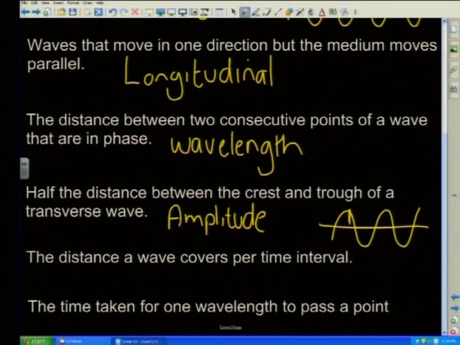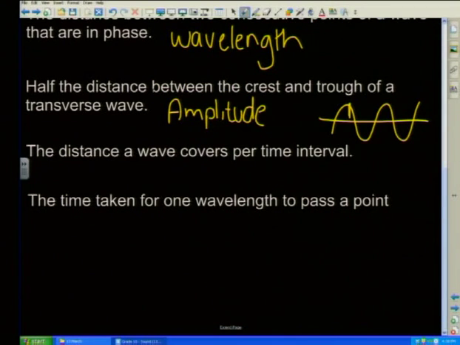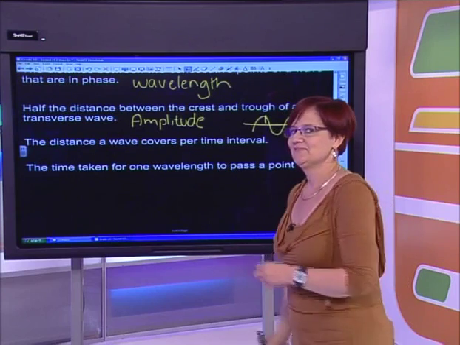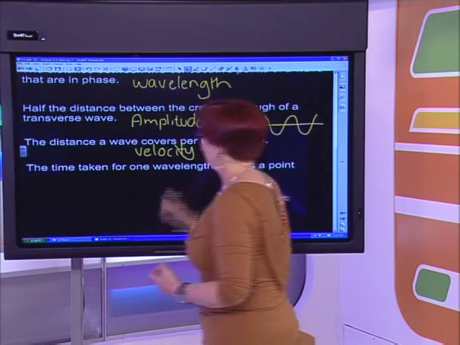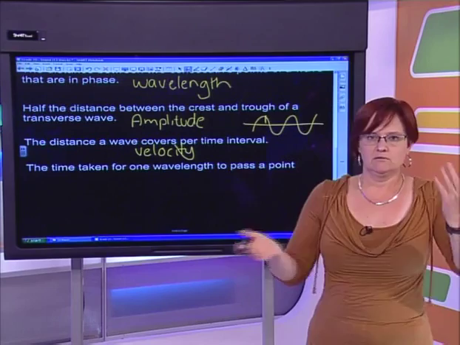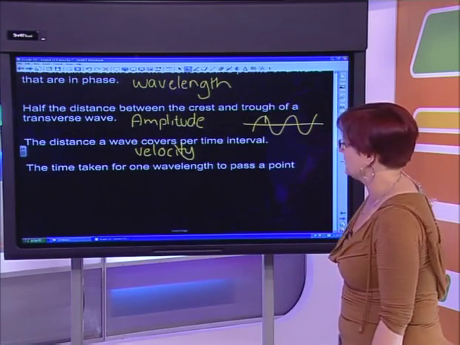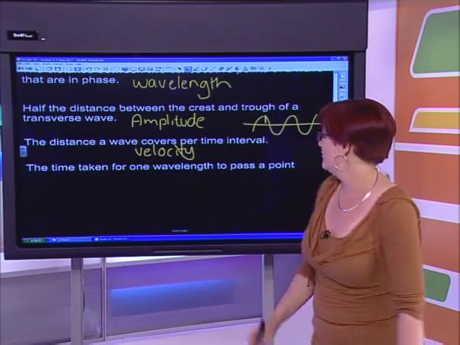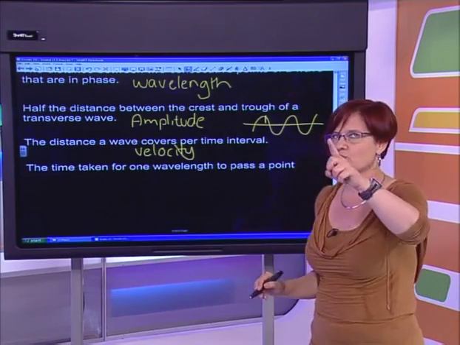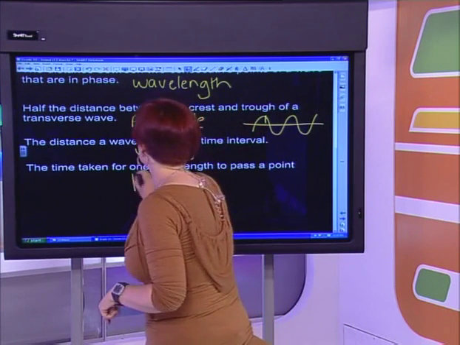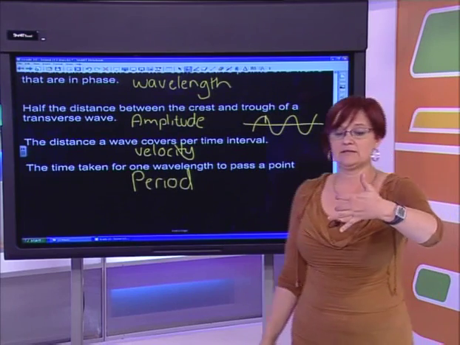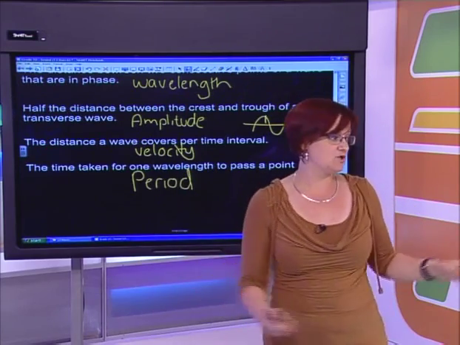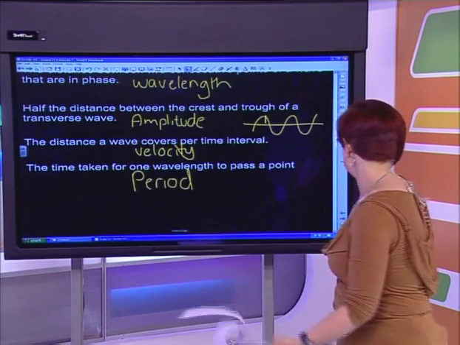Only a couple more to go. The distance a wave covers per interval. What's that? It's speed or velocity. Velocity is a better term, though often in this section, much to my horror, we interchange speed and velocity. And then the last one, the time taken for one wavelength to pass a point. Time for one wave means that it is period. Okay, and if I was looking for frequency, I would have said the number of waves to pass a point in 1 second.